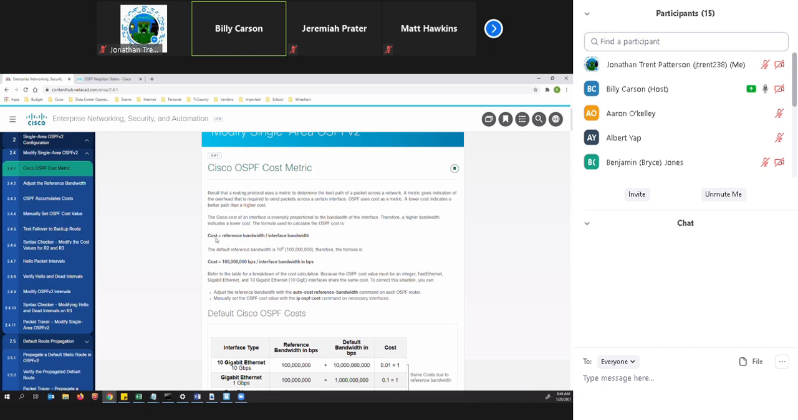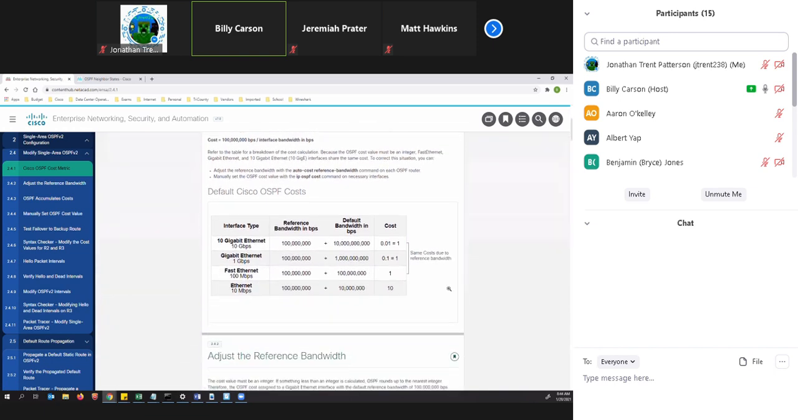So how is this cost calculated? Well, by default, it's the reference bandwidth divided by the interface bandwidth. But you can run into some problems with that. Here's the problem you can run into. For example, if you look at this reference bandwidth of 100 meg, and that's my reference on all of them, well, look what you do.